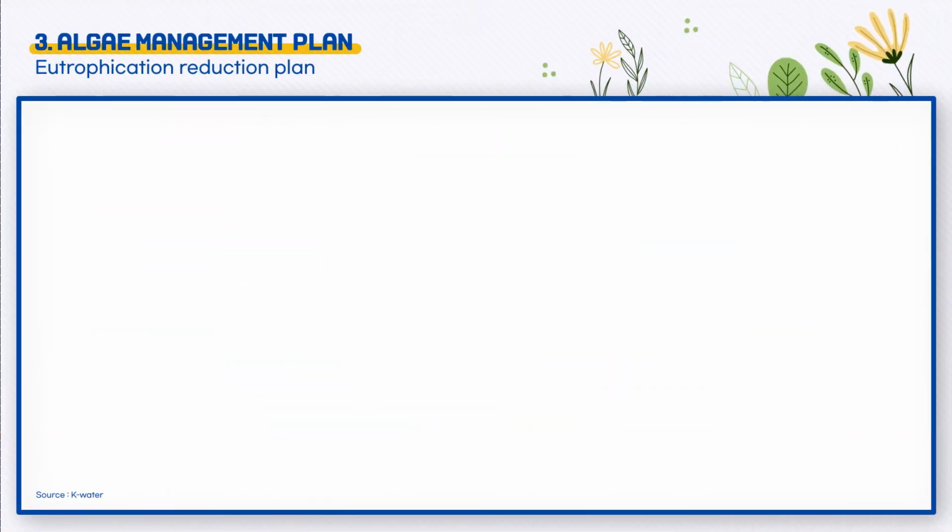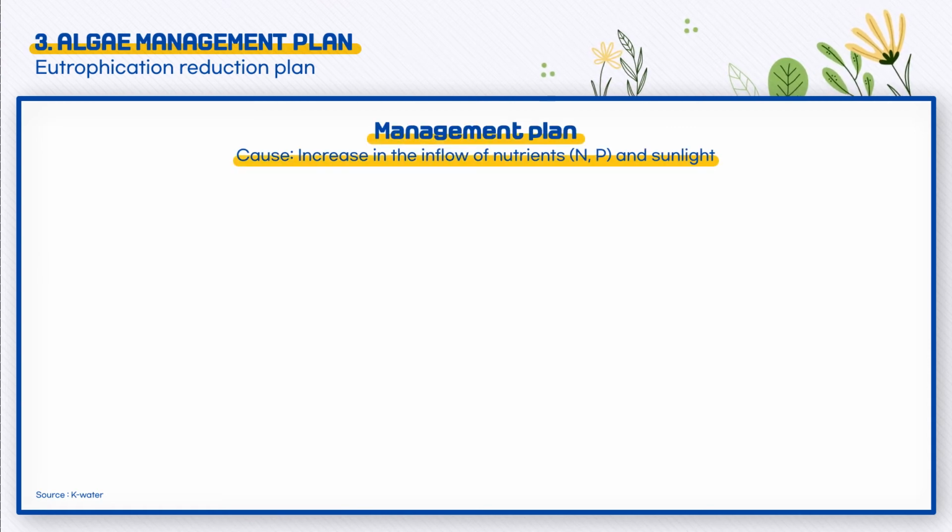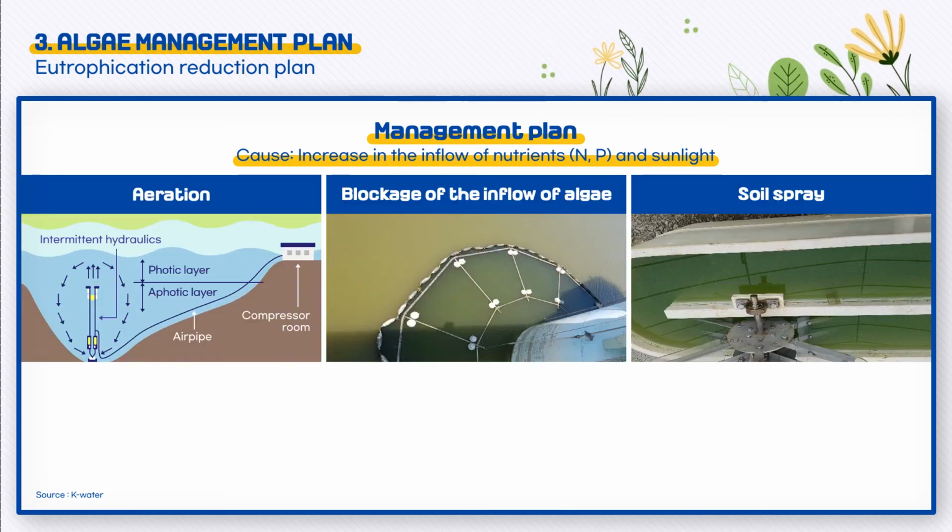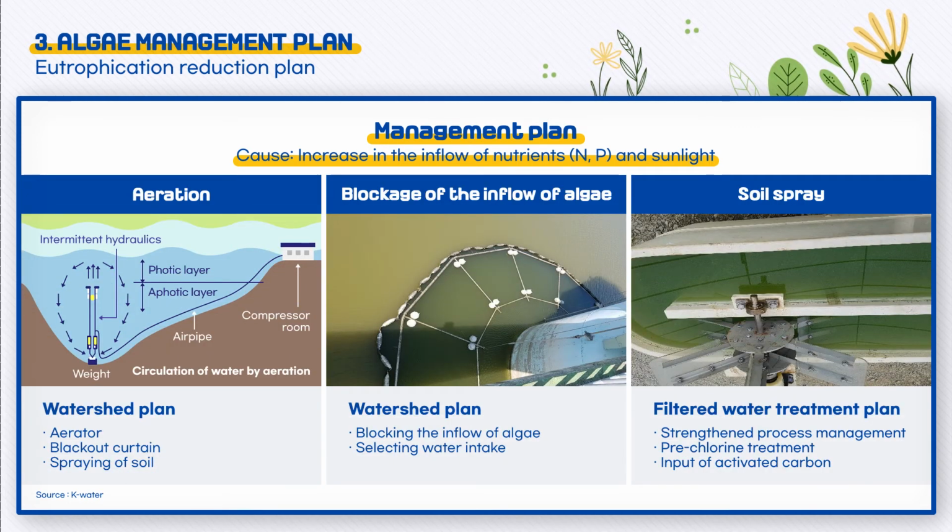Let's discuss the means of managing algae. First, as an overall eutrophication reduction plan, management strategies consist of a watershed plan, water intake plan, and filtered water treatment plan to reduce the generation of algae caused by an increased inflow of nutritive salt and sunlight.